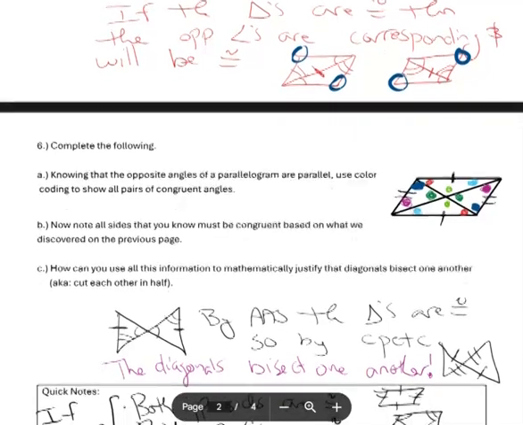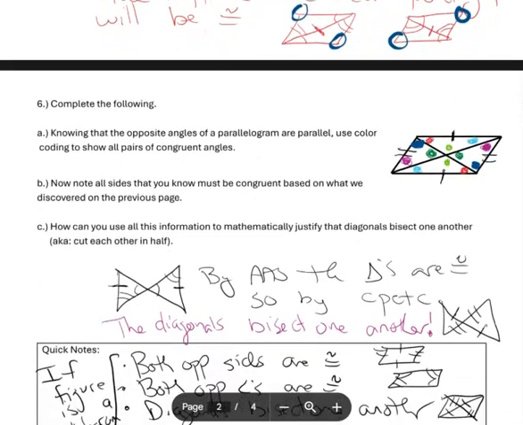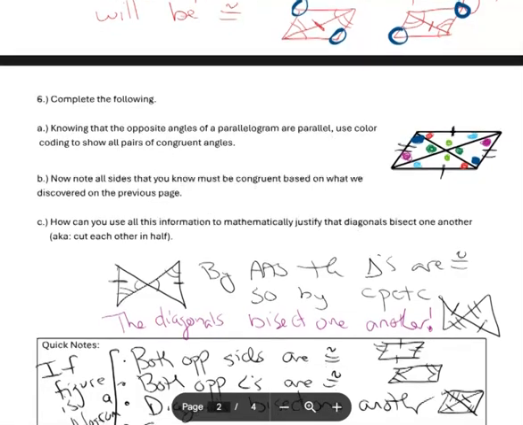Now next says, knowing that the opposite sides of a parallelogram are parallel, use color coding to show all pairs of congruent angles. So I have light blue and light blue, purple and purple, dark blue, red and red, dark green, and light green and light green. Those are by AIAs, also by vertical angles theorem. So that is how all of those angles would be congruent.